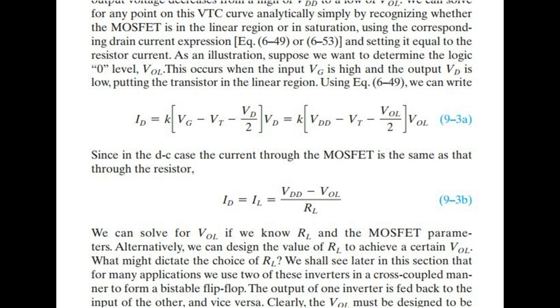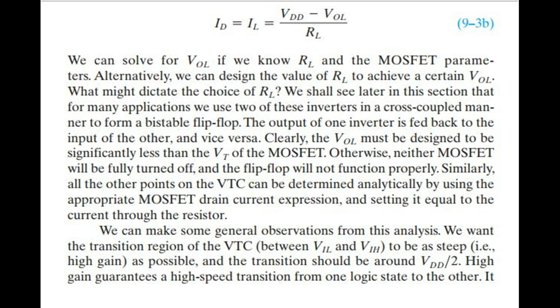Alternatively, we can design the value of RL to achieve a certain VOL. What might dictate the choice of RL? We shall see later in this section that for many applications we use two of these inverters in a cross-coupled manner to form a bistable flip-flop. The output of one inverter is fed back to the input of the other, and vice versa. Clearly, the VOL must be designed to be significantly less than the threshold voltage of the MOSFET. Otherwise, neither MOSFET will be fully turned off, and the flip-flop will not function properly.